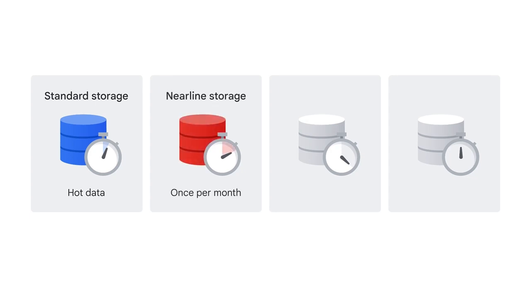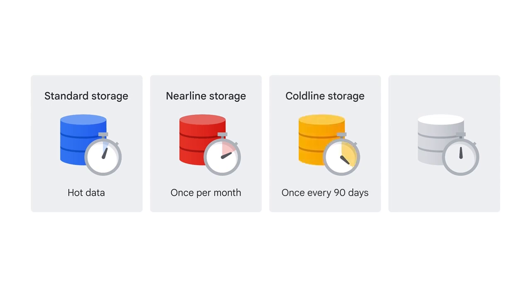The second storage class is nearline storage. This is best for storing infrequently accessed data, like reading or modifying data once per month or less on average. Examples include data backups, long-tail multimedia content, or data archiving.